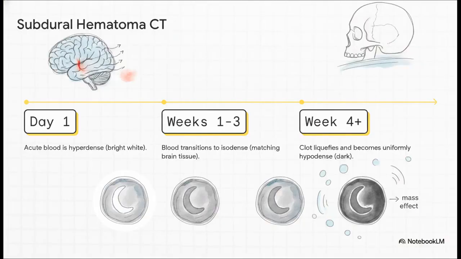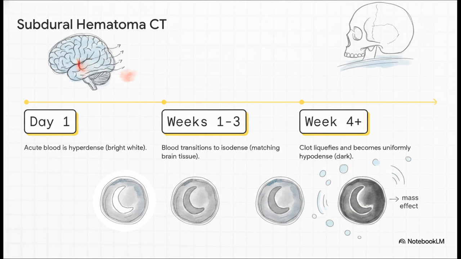The culprit here is a chronic subdural hematoma. You see, because of age-related cerebral atrophy, the brain shrinks just a tiny bit over time, and that stretches out the fragile bridging veins. That minor fall in the park tore one of those veins, causing a very slow, very low-pressure bleed. And if we track this on a CT scan, it reveals a remarkably precise timeline.